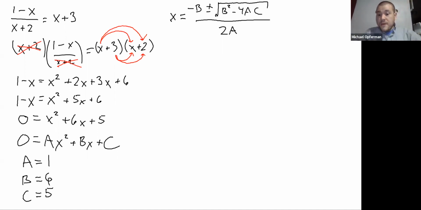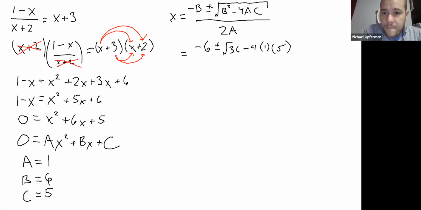So we just plug in the a, b, and c that we identified into this formula, and it should give us the answer. So we've got negative b, so that means negative 6. The plus or minus sign, I'll explain how to handle that later. Then we've got the square root of b squared, 6 squared, which is 36. Then we've got minus 4 times a, which is 1, times c, which is 5. And then the denominator, 2 times a, is just 2 in this case. Okay.